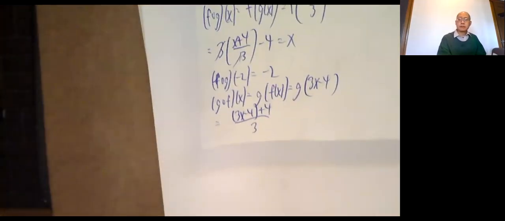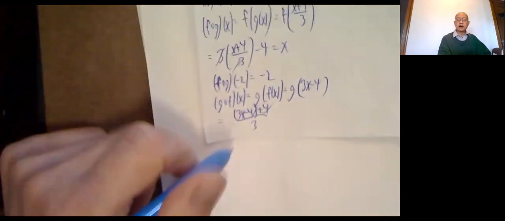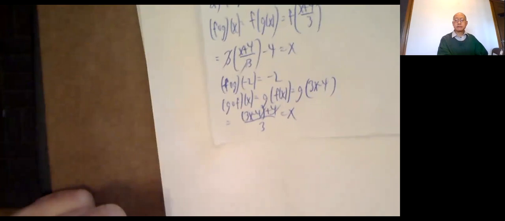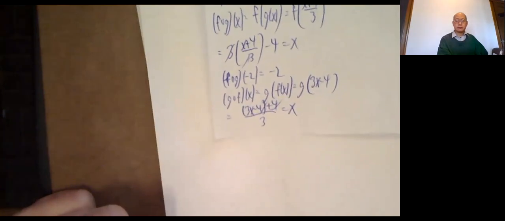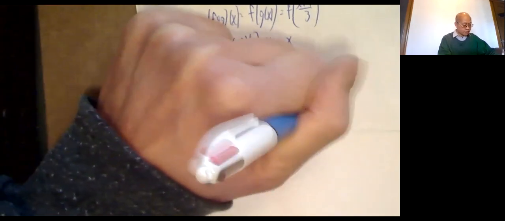And now whatever is behind my pen goes right there in parentheses. So it goes there, 3x minus 4 plus 4 divided by 3. But what do you notice here? The 4's cancel out. I have 3x divided by 3, which is also x. I get back to the original x, which therefore means G circle F of -2 is also automatically -2.